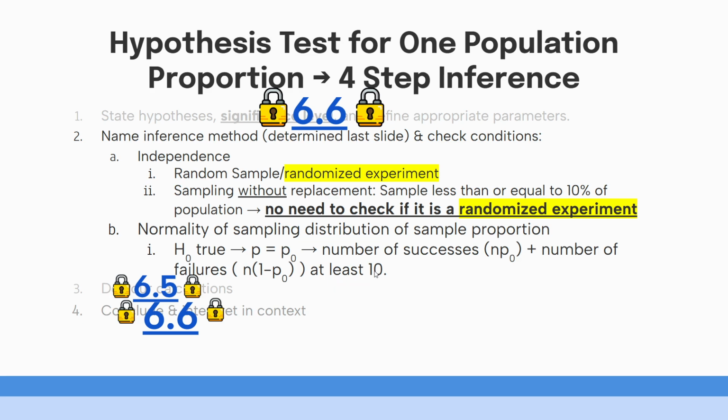And then both of these have to be at least 10. So these are the conditions you have to check before proceeding with the hypothesis test.